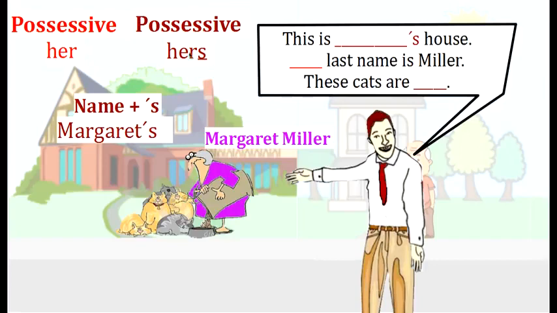Okay, so remember, we have three types of possessives. Her, hers, with an S, and a name and apostrophe S. For example, Margaret's. Okay? So, this is Margaret's house. Her last name is Miller. These cats are hers.